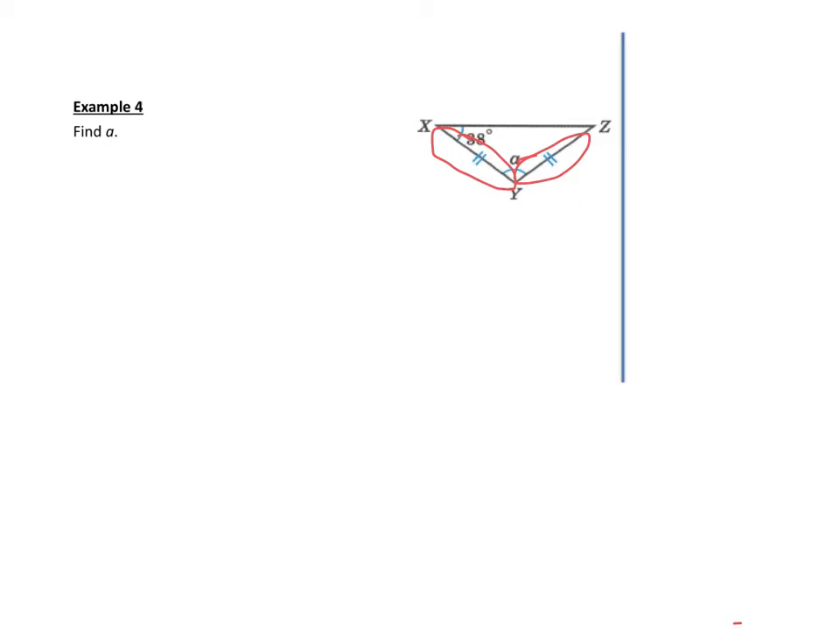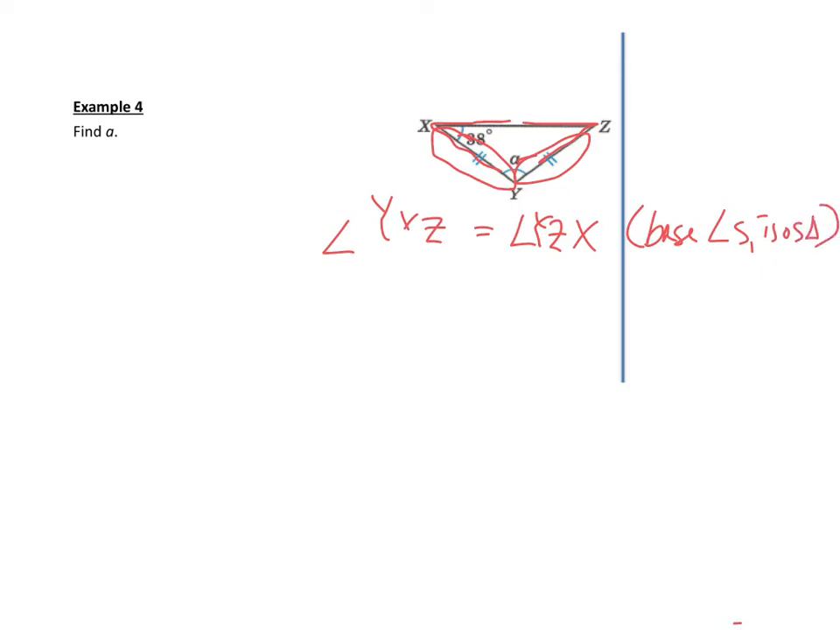So it is an isosceles triangle, and if we know that it is an isosceles triangle, then the base angles, that is the angle YXC and also the angle YCX, would be equal. This property we call the base angles of isosceles triangle. So by this property, we know that both of them are equal to 38 degrees.